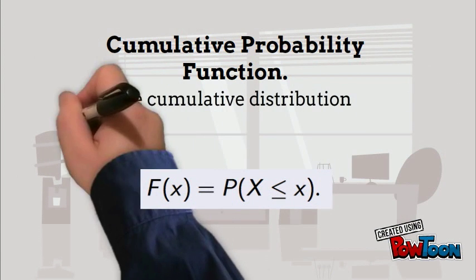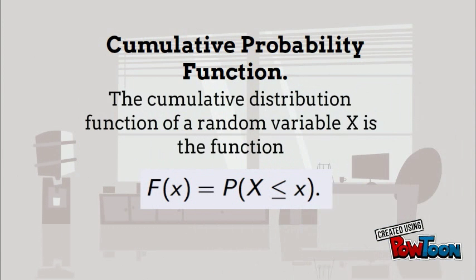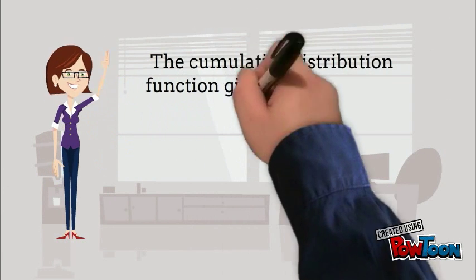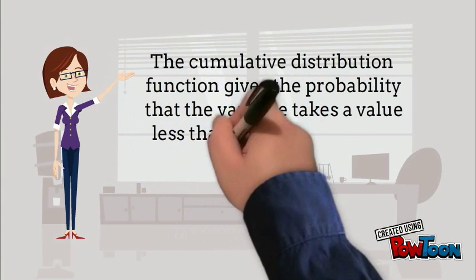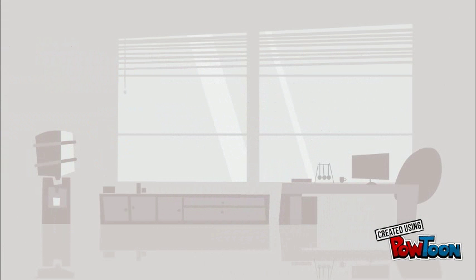The cumulative distribution function of a random variable x is the function F(x). The cumulative distribution function gives the probability that the variable takes a value less than or equal to x and is defined for all real x.